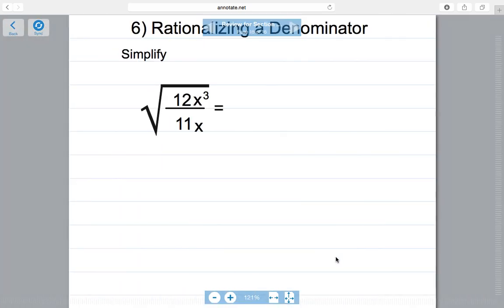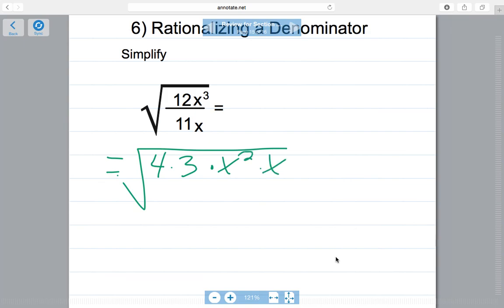Alright, last problem. So for this one, what I would do is simplify underneath the radical first. So 12 can be rewritten as 4 times 3. X cubed can be rewritten as x squared times x. And then our denominator would be 11 times x. So here, what really helps us is just these x's go away. Nothing else really goes away. So before you start moving things outside the radical, you have to take the radical of the top first and the bottom.